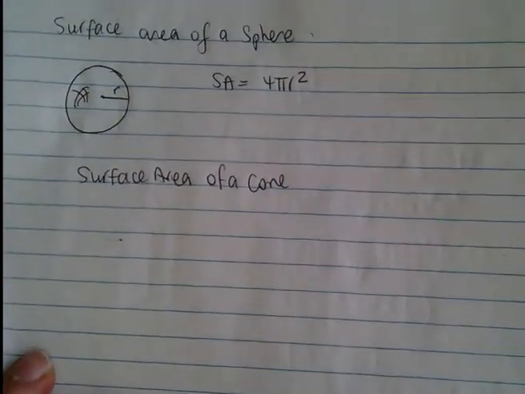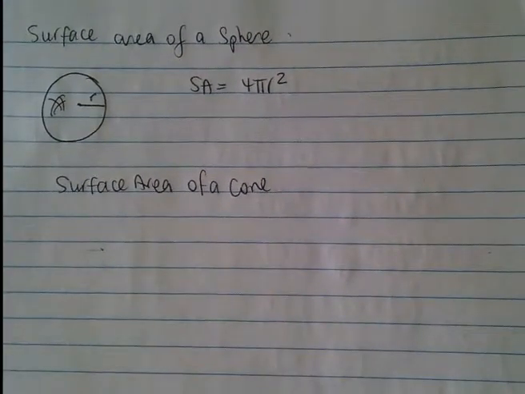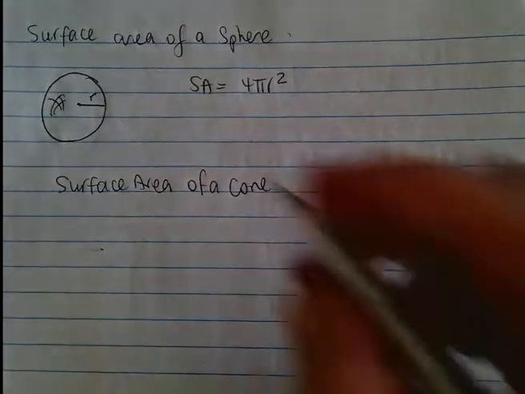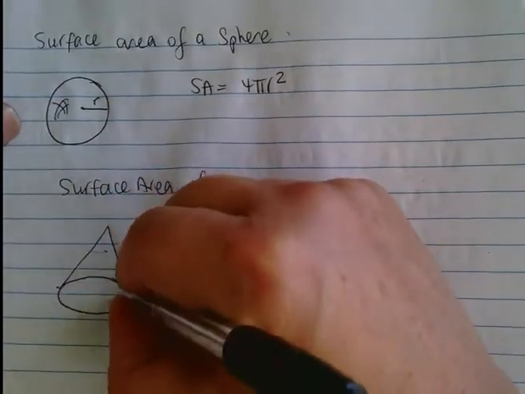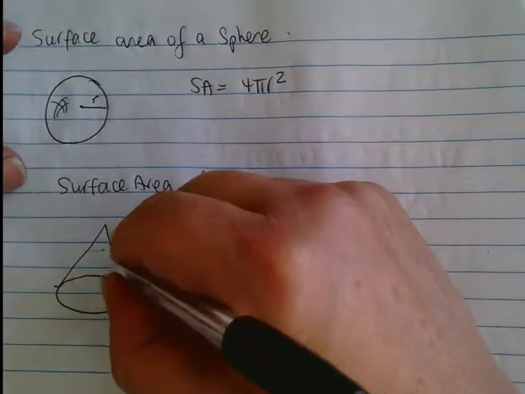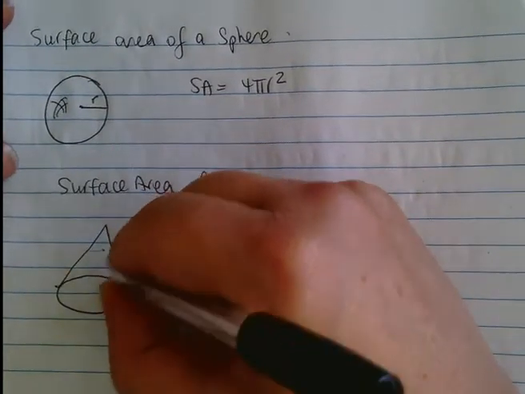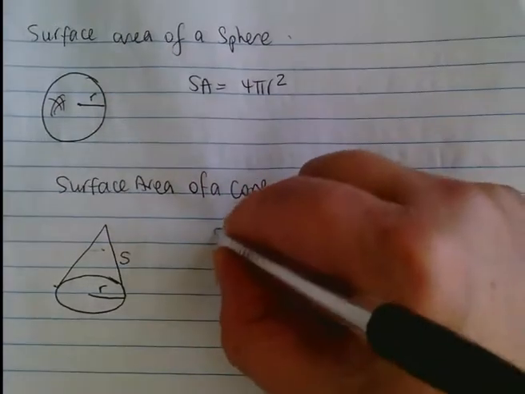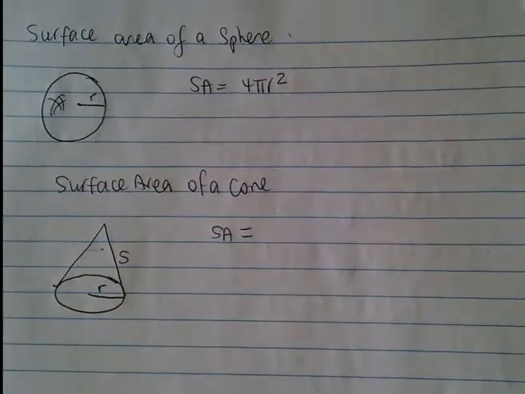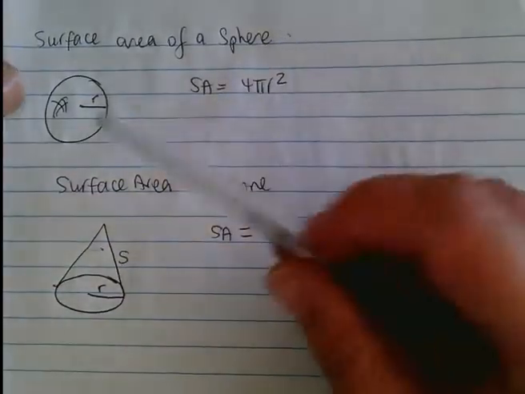The surface area of a sphere is 4 pi r squared. We did the quick video on the orange. There's another one. Surface area of a cone. All right. Shh, don't talk. Surface area of a sphere is 4 pi r squared.